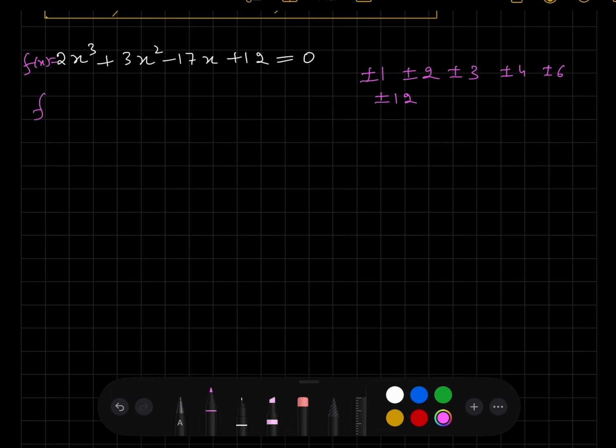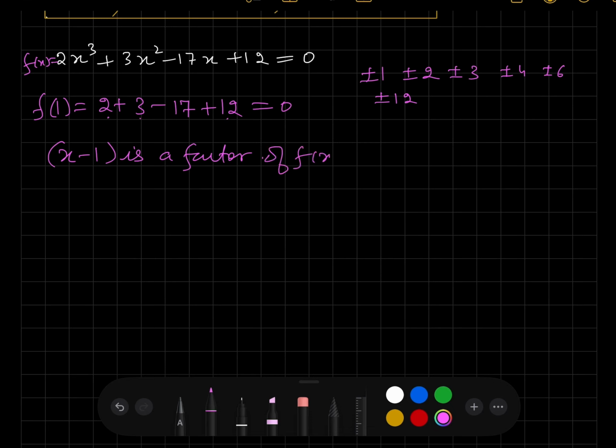if I try f(1) here, what do I get? 2 times 1 plus 3 times 1 minus 17 times 1 and plus 12. So 2 plus 3 is 5, 5 plus 12 is 17, minus 17. Oh wow, we got here 0. So it means that x minus 1 is a factor of our cubic polynomial, right? Factor of f(x). So we can find the other factor by simply dividing. I will be using synthetic division here.